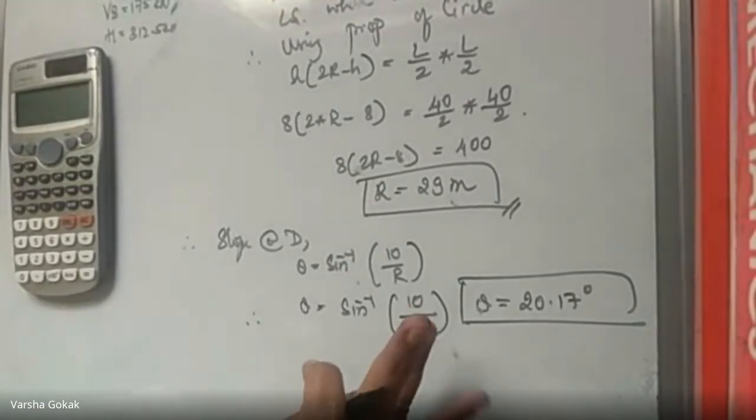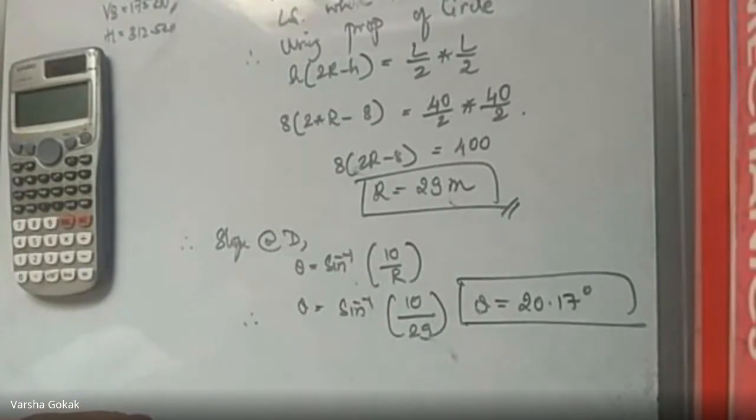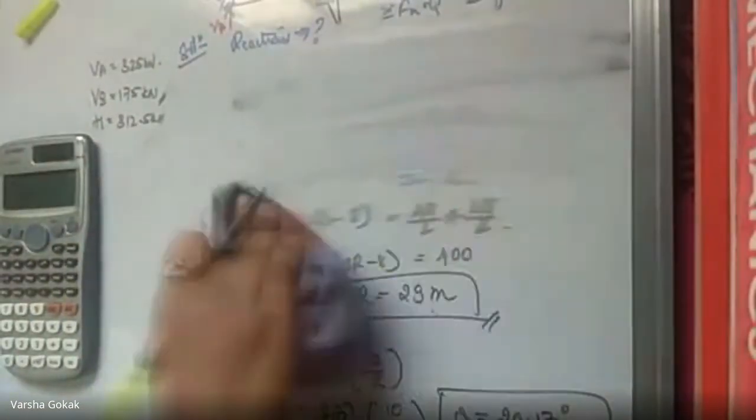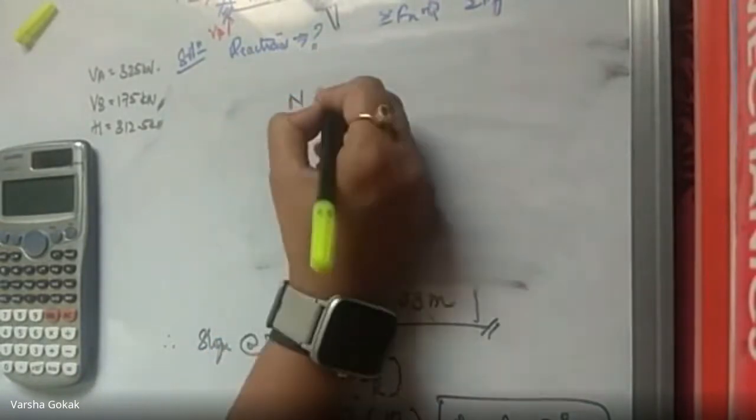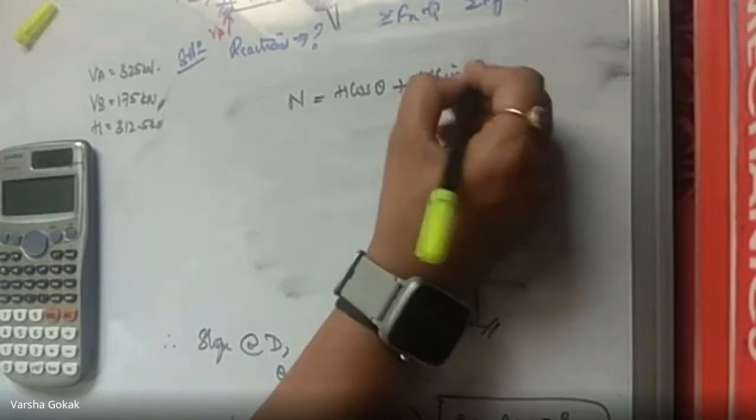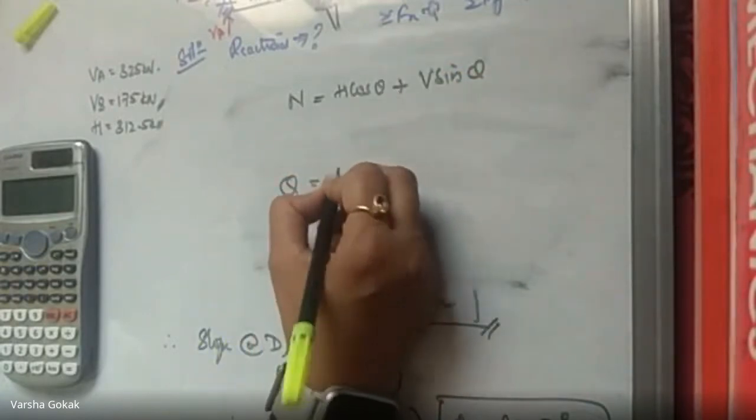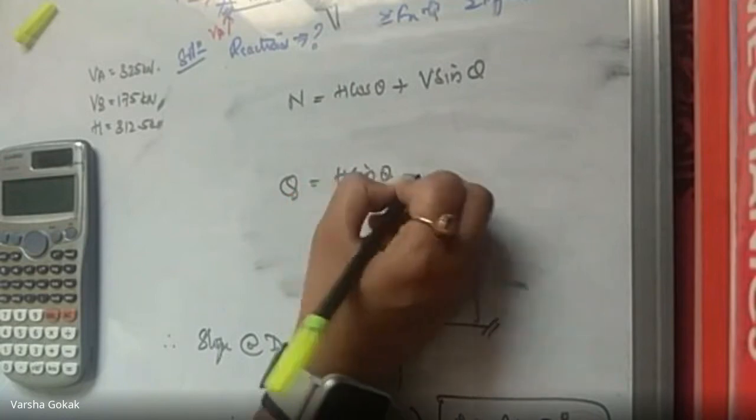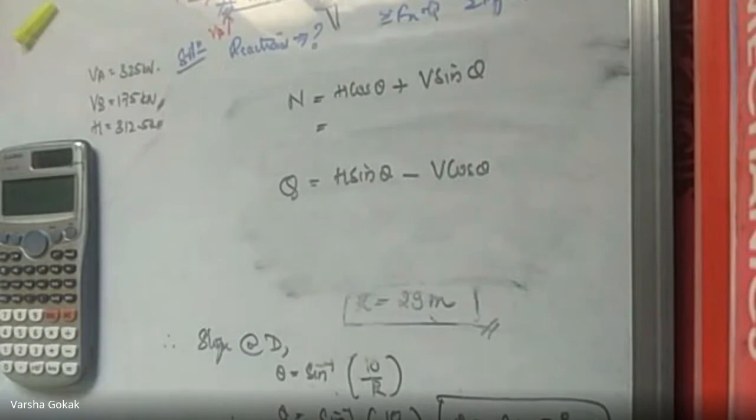That is, you have to find the normal thrust and the shear at point D. So what is the equation for normal thrust and shear? Do you remember? Normal thrust N is given by H cos theta plus V sin theta, and shear, which is radial shear Q, is H sin theta minus V cos theta. Simply substitute into this now.